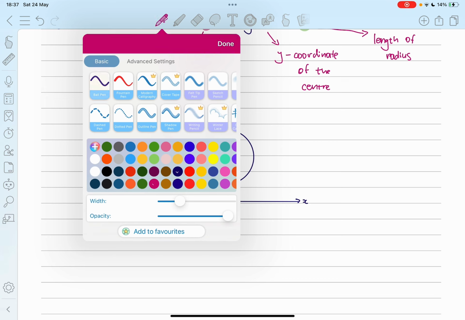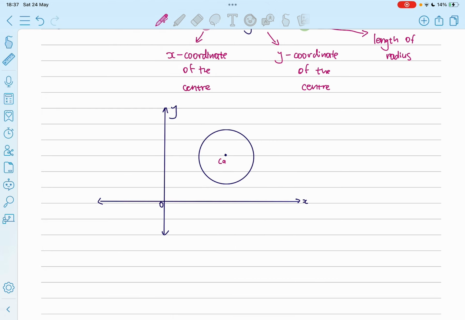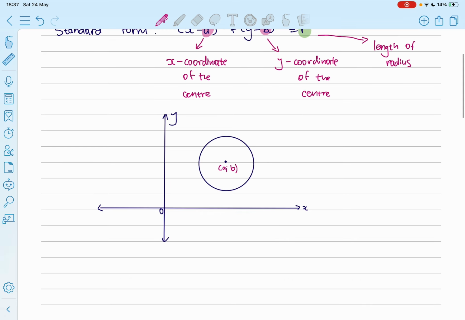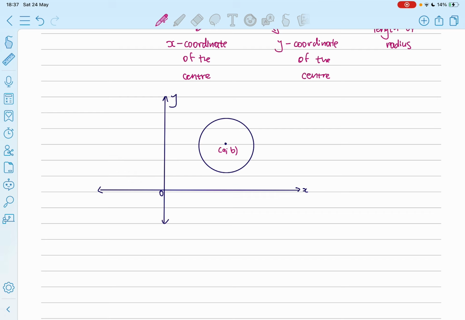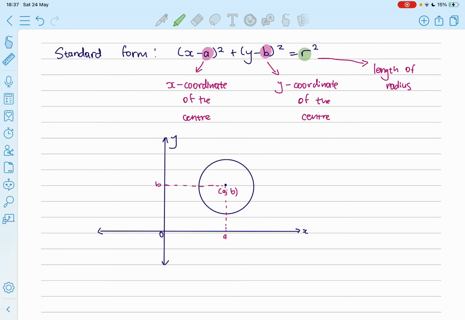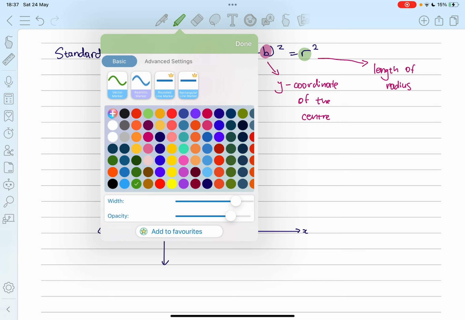So this is my circle, and it has a center a and b. And we say these are the coordinates of the center, which we then substitute into the equation of the circle. So a is our x coordinate. If we draw a dotted line there, a would be there, and then b would be somewhere over there. So this is b.